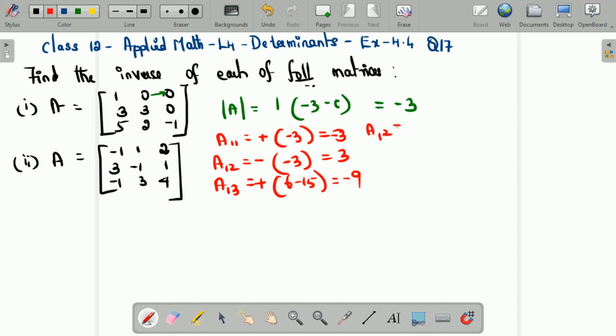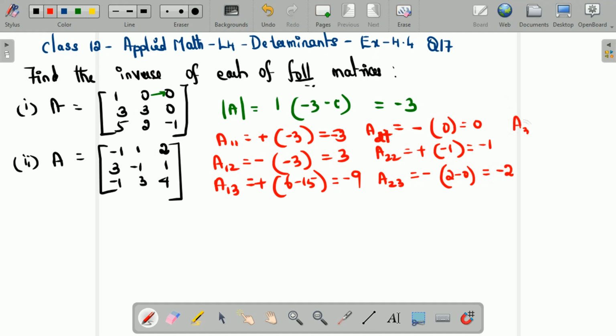Now A21 is going to be equal to minus into, eliminate this row and this column. So it is 0 minus 0. Either way, minus 0 is simply 0. Now A22 is plus symbol, eliminate this row and this column. So it is minus 1 minus 0. So the final answer will be minus 1. A23 is going to be minus sign of, eliminate this row and column. So it is 2 minus 0. So this is 2 minus 0, which is minus 2.